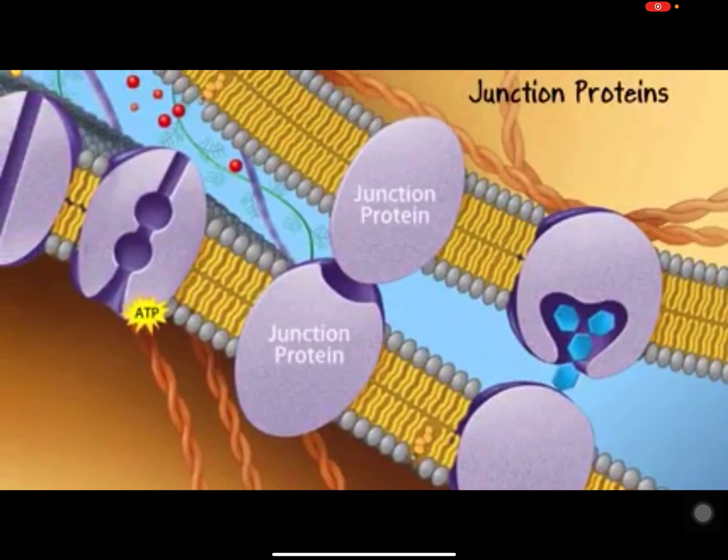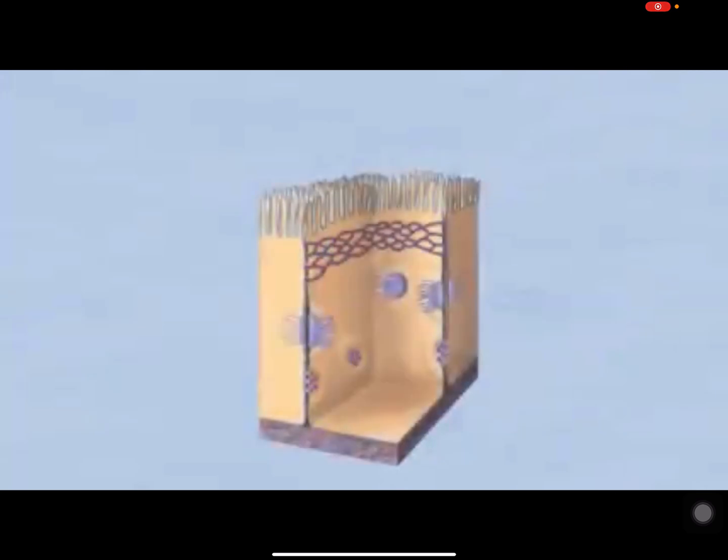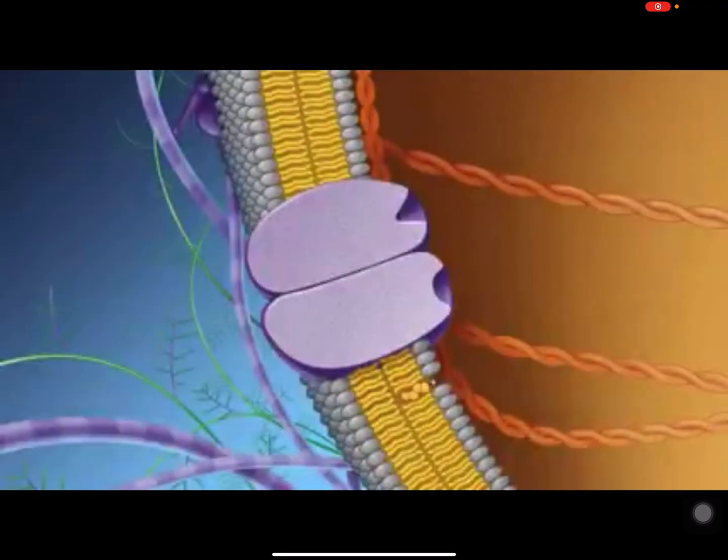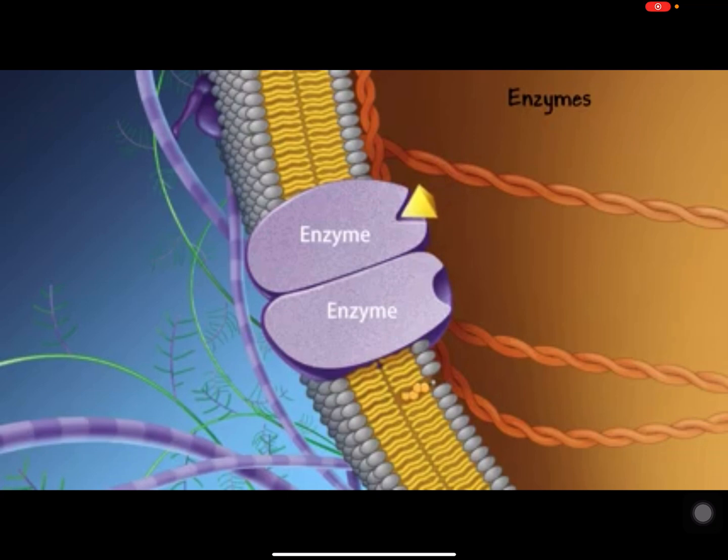Junction proteins form long-lasting connections between cells. For example, anchoring junctions hold muscle cells together. Tight junctions create a leak-proof barrier between the cells lining the intestine. And finally, some membrane proteins are enzymes, which may be arranged in clusters that carry out sequential reactions.